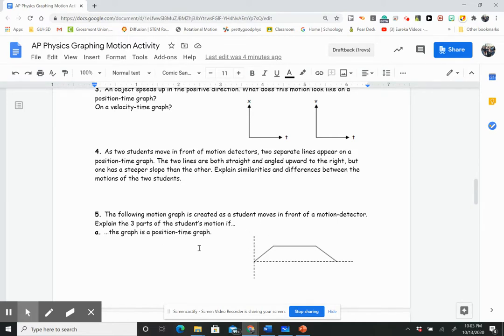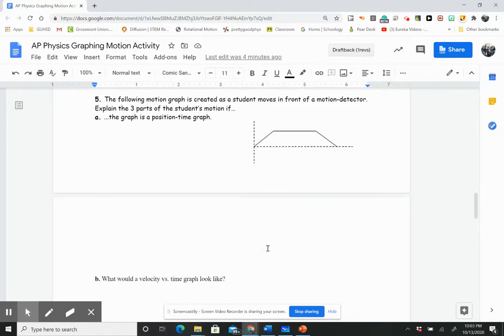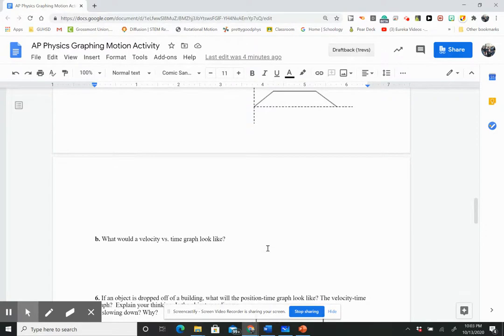So, for example, this is a position versus time graph. What's happening in this position versus time graph? Okay, and then go ahead and go down. What do you think the velocity versus time graph is going to look like? So go ahead and explain that. There are a handful of different questions in this for you to explore motion graphs, because motion graphs are very important. You're going to have to be able to match motion graphs.